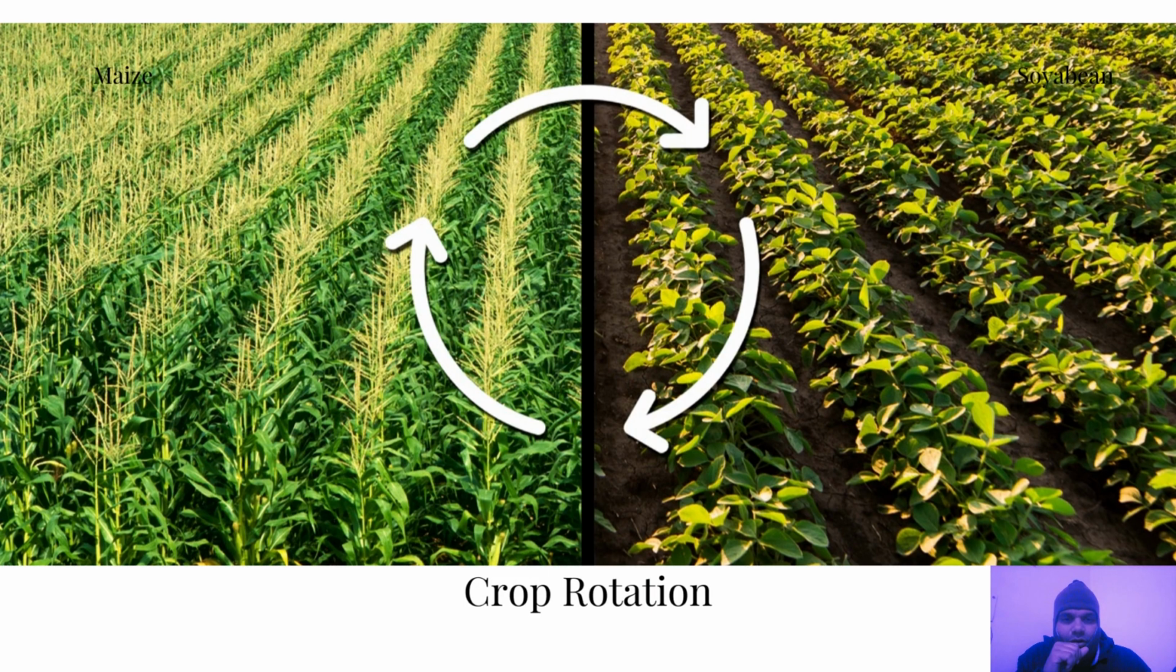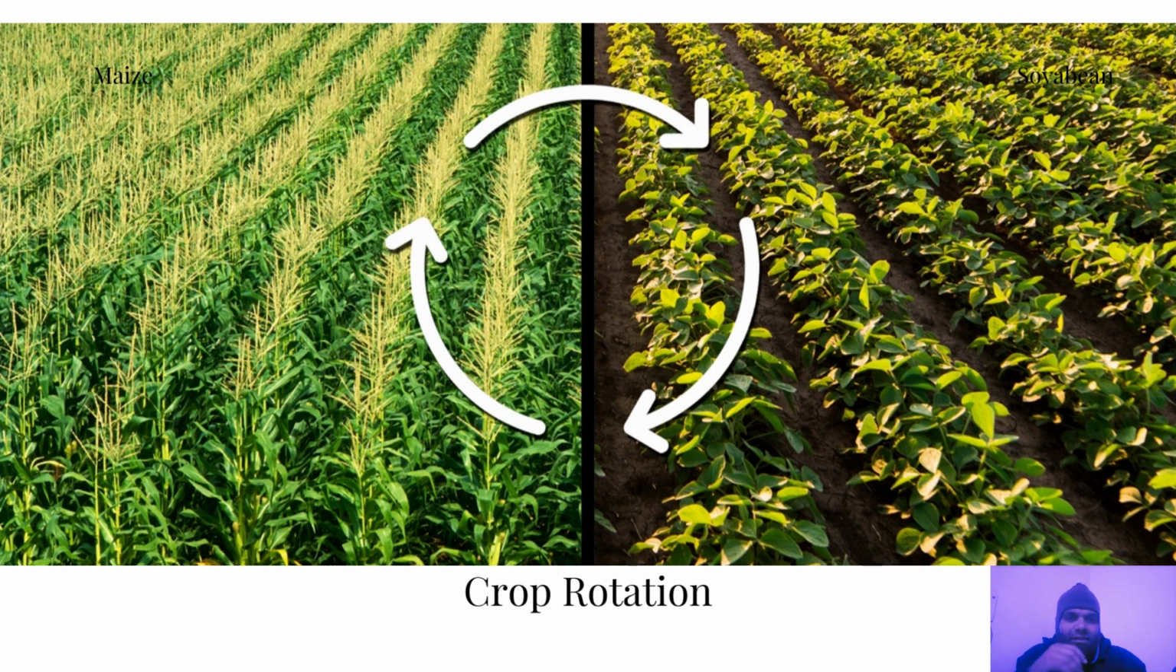Now we look at something called crop rotation. When we have annuals, that is plants that have a life cycle of less than one year, we often grow them in rotation. In this case, you can see that soybean is being planted in one season and maize is planted in another season. Now, what are the advantages of crop rotation?